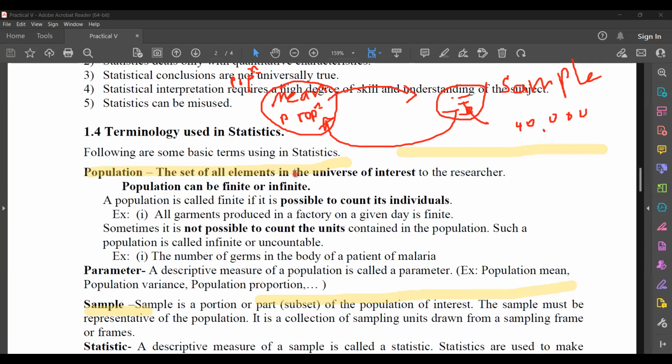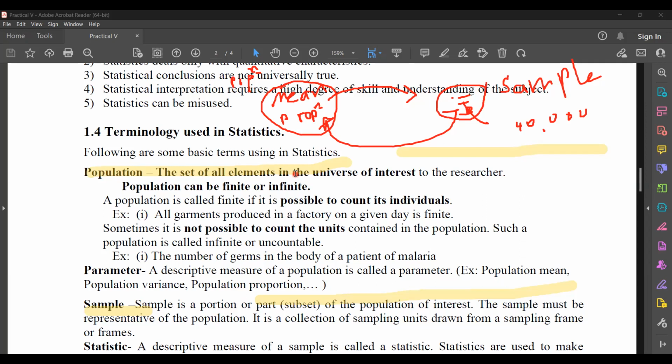The group we collect data from, the target group, is the population. For example, if you want to study the average weight of students in your class, I am going to collect the weight of each and every student in your class. Then my population is all the students in your class, right? And here I have given you some examples.